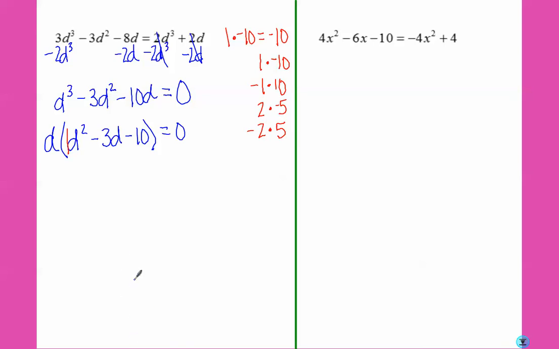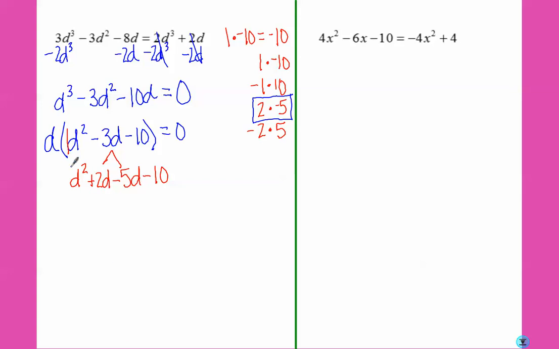Which one of those four adds up to negative 3? It would be this one here, positive 2 and negative 5. So let's rewrite our middle term, plus 2d minus 5d. Bring down our d squared and our minus 10. Something I forgot to mention, it doesn't matter if you did minus 5d plus 2d. The order of these two doesn't matter. Just make sure the signs match up with what we wanted.